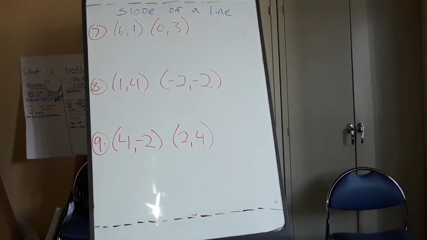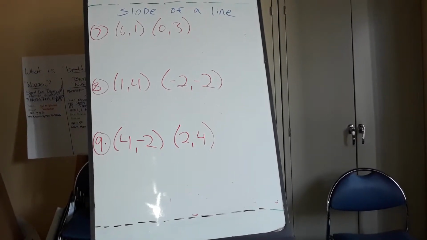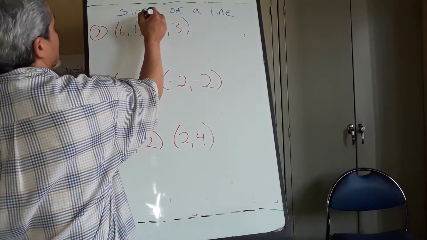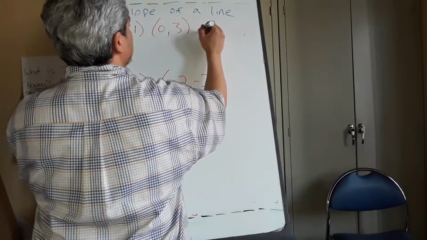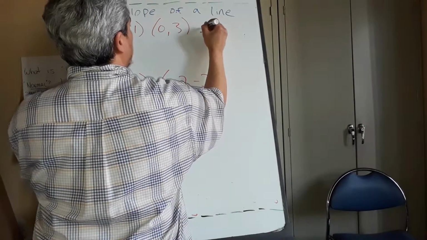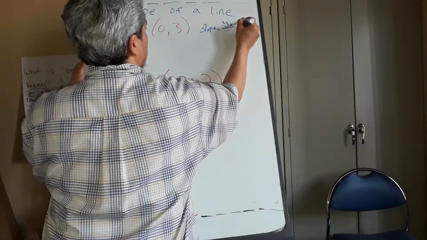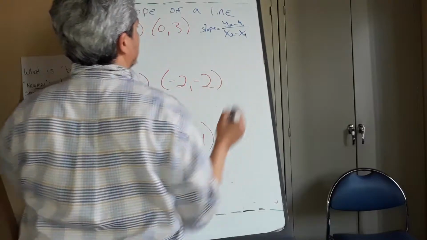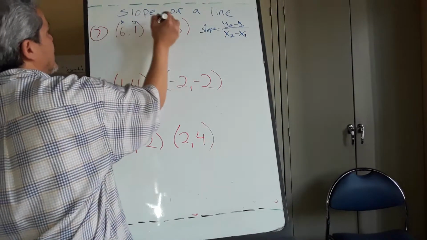Okay, so here we have problem 7, 8, and 9. And again, we're going to find the slope, and we're going to use our formula. Our slope formula is y2 minus y1 over x2 minus x1. Now we know where our x and y coordinates are.